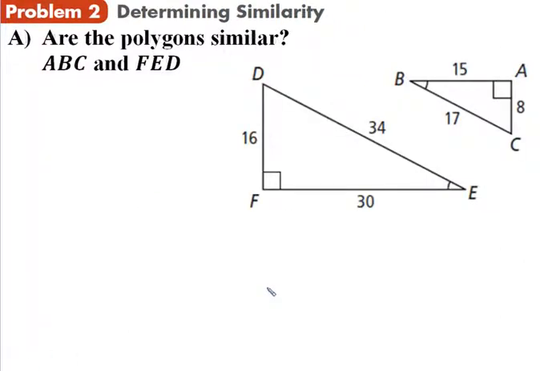In problem 2, we're going to determine if two polygons are similar. Part A asks, are the polygons similar? And we have triangle ABC and FED. Well, two things we need to check for that. First thing is the angles. And it looks like those match up. We have F and A are congruent, and we have angle E and B are congruent. Those are marked for us.